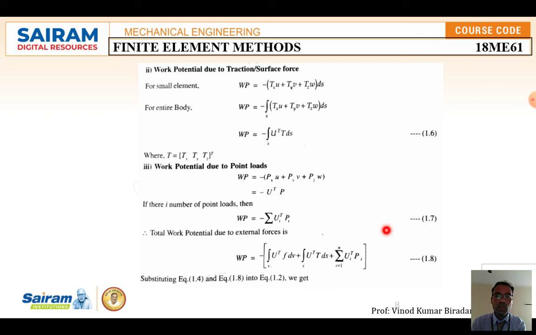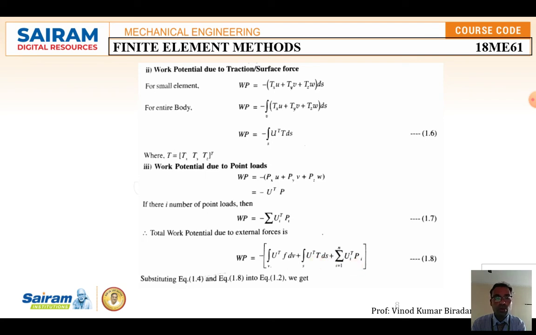Now the total work potential due to external forces: you combine all of those, that is the body force, surface traction, and point load. If you combine all those equations, you are going to get this. The work potential is equal to minus the integration of U of t transpose f dV, this is due to body force, plus the integration over the surface of U of t transpose T dS, this is due to traction, plus the summation of u_i transpose P_i, this is due to point load.